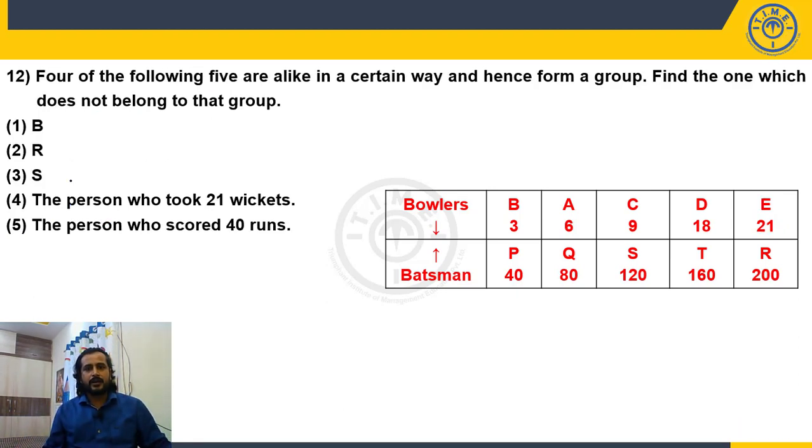Four of the following 5 are alike in a certain way and hence form a group. Find the one which does not belong to that group. Let's check it. B at the extreme, R at the extreme, S not at the extreme. The person who took 21 wickets at the extreme, the person who scored 40 runs at the extreme, except S. Choice 3, all the persons are sitting at the extremes.